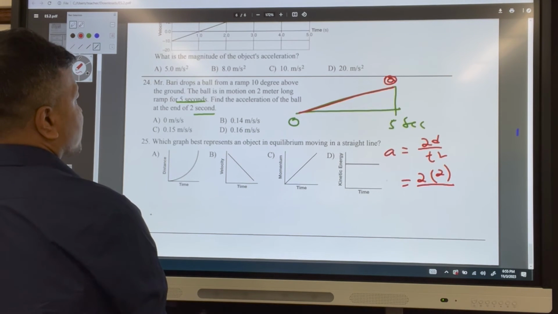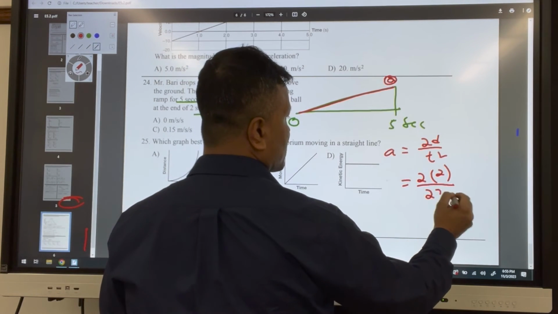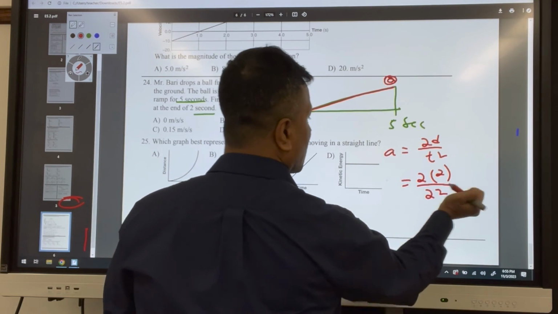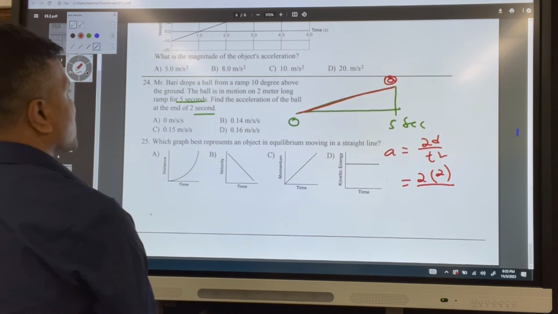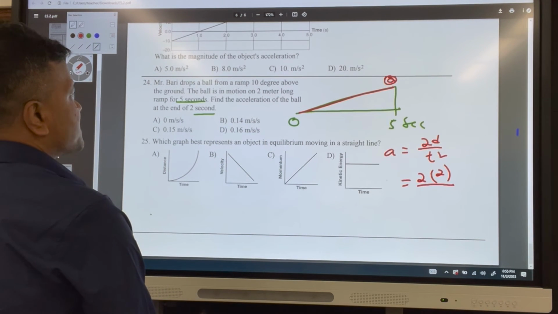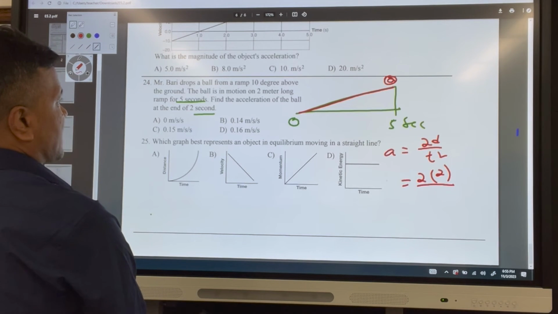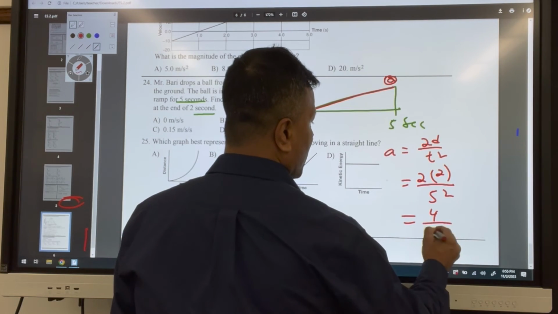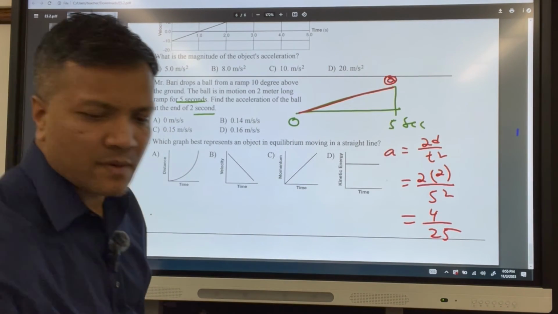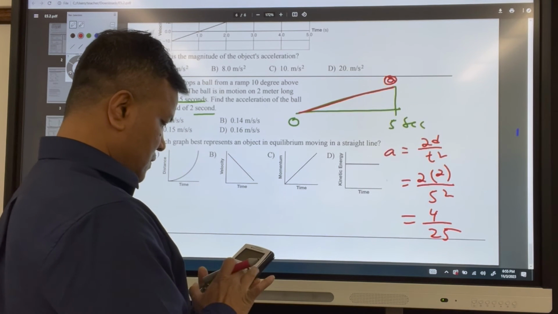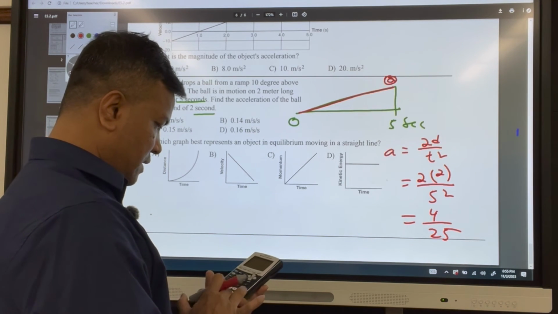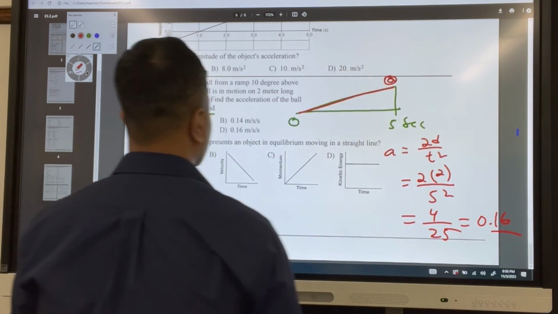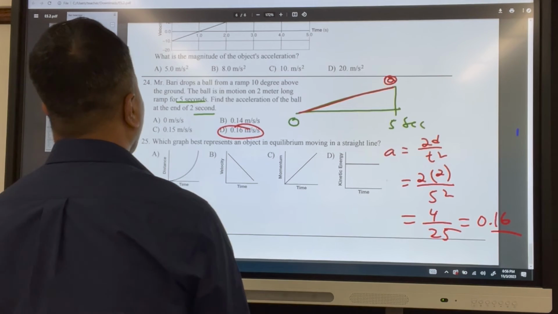At the end of 2 seconds, it is 2 squared. Okay, so at the end of 2 seconds, the ramp is 5 seconds, so I have to use 5 squared. So 4 over 25. 4 divided by 25 is how much? 4 divided by 25 would be 0.16. So 0.16. So that's D.